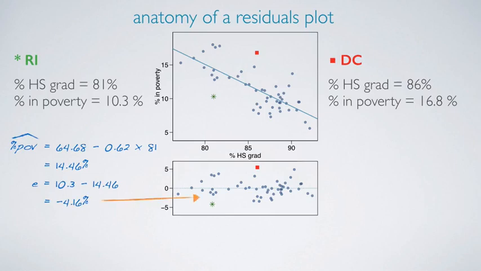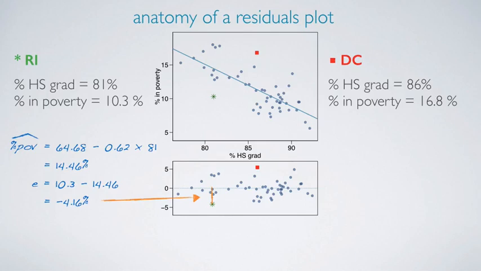This is basically the value that's shown in the residuals plot. So the x-axis of the residuals plot here is once again high school graduation rate. So again, we have 81% for Rhode Island, and on the y-axis we have the residuals. And since Rhode Island has a negative residual, the point associated with Rhode Island appears below the zero line in the residuals plot, and it's 4.16% away from the zero line.